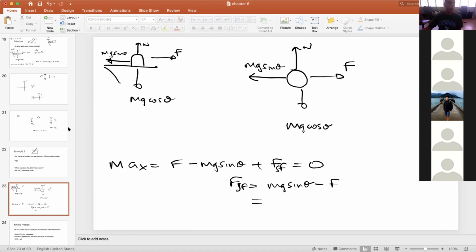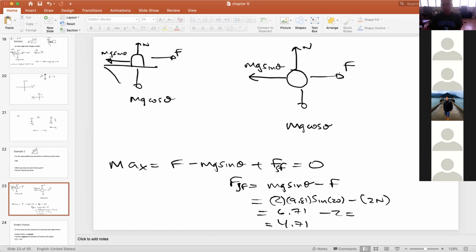Here, we know this was 9.81 sine 20, and I said that this force was a 2 Newton force. So is it going to be positive or negative? 2 times 9.81 times sine of 20 is 6.71. 6.71 minus 2 is 4.71. Now it's positive. What does that mean?